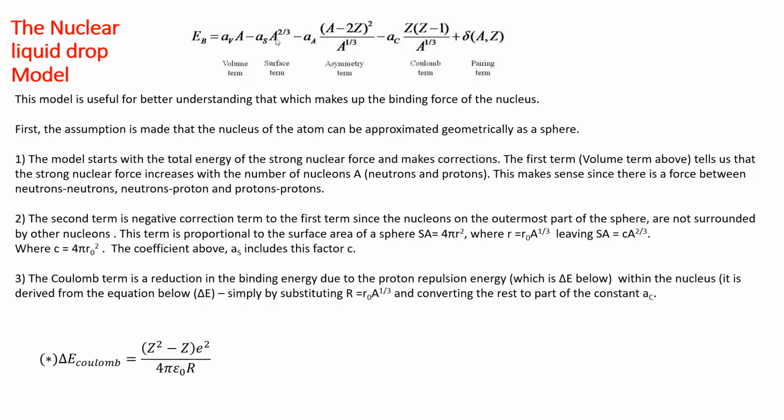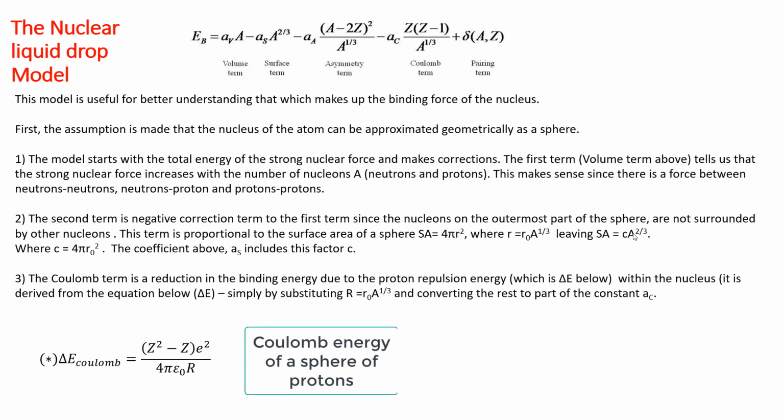Again, A is just the number of nucleons, but to the 2/3. And this is how it goes. Okay, surface area for a sphere is 4 pi r squared, where r is equal to the radius of the nucleus times A to the 1/3. And I showed you where that came from previously. So if you plug this right into this, you get a constant times A to the 2/3, where the constant is 4 pi times the radius of the nucleus squared.